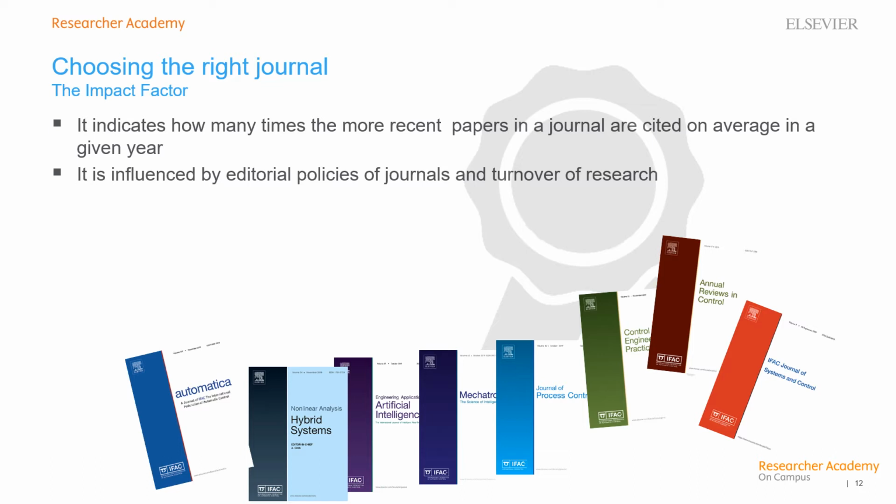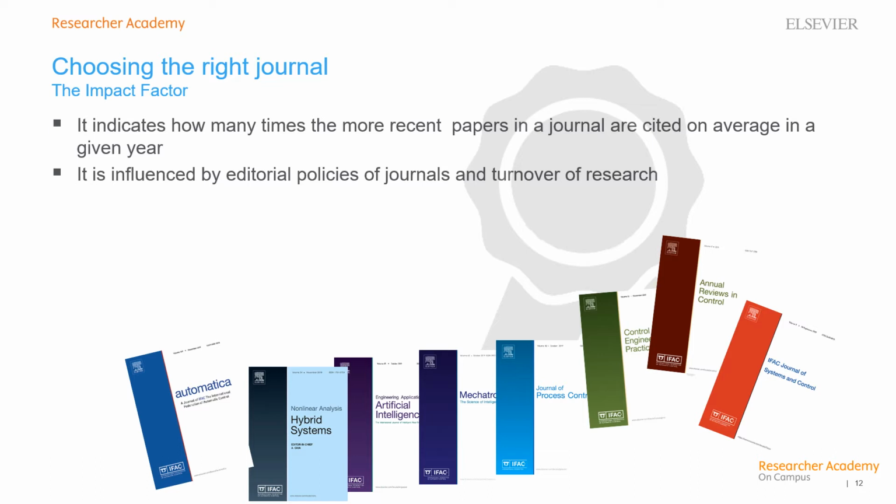One consideration for selecting a journal to submit a manuscript to may be the impact factor. The impact factor tells you how many times recent papers in one journal are cited on average in a given year. It does not give an indication about citations of individual papers. The impact factor can be influenced by the editorial policies of journals and the turnover of research in a certain field.